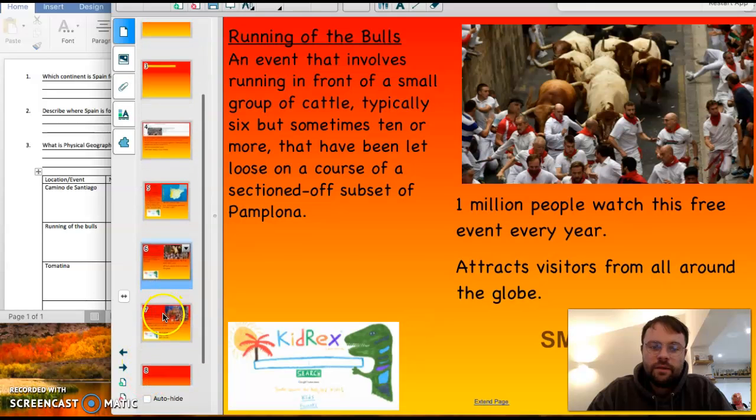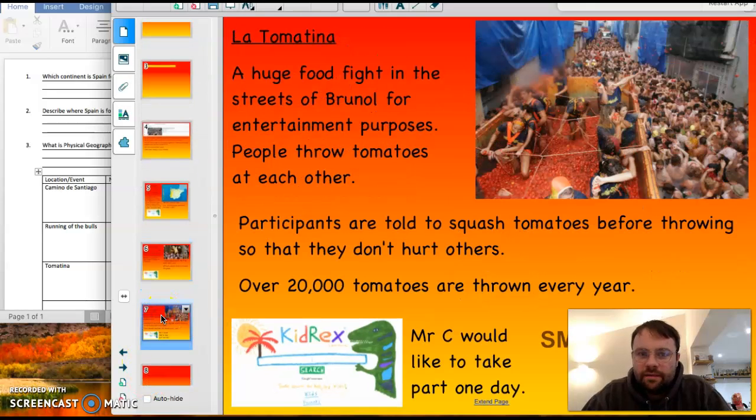Third event, here we go. La Tomatina. So, it looks fun, doesn't it? This is a huge food fight in the streets of Buñol. For entertainment purposes, people throw tomatoes at each other. Participants are told to squash tomatoes before throwing them so that they don't hurt others. That's nice. Over 20,000 tomatoes are thrown every year.